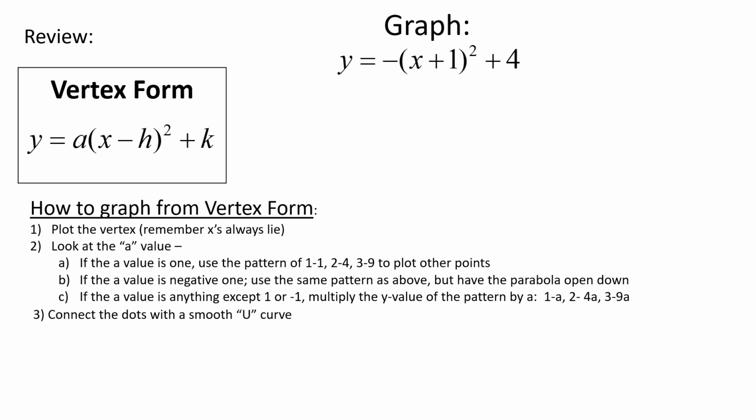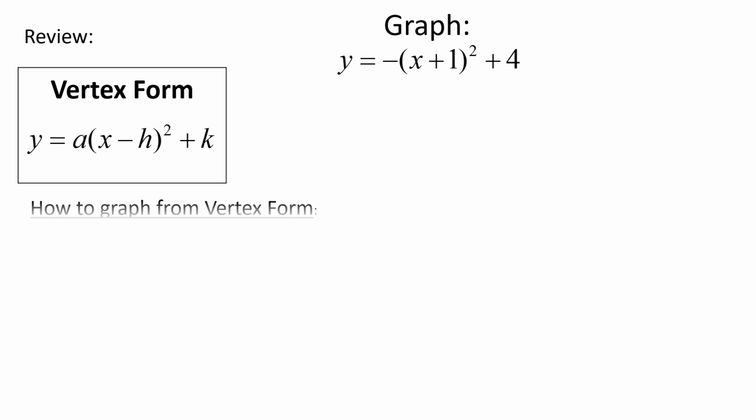And if the a value is anything except 1 or negative 1, you're going to multiply that a value by the second part of the pattern. So, for instance, if your a value is 2, you would go over 1 up 2, over 2 up 8, and so on and so forth. And then you connect the points with a smooth U curve. So let's go ahead and do that.